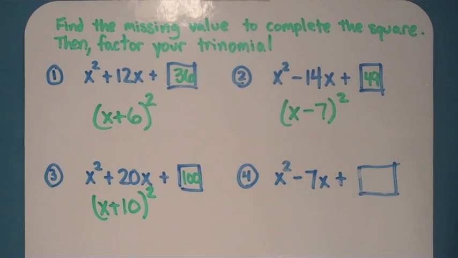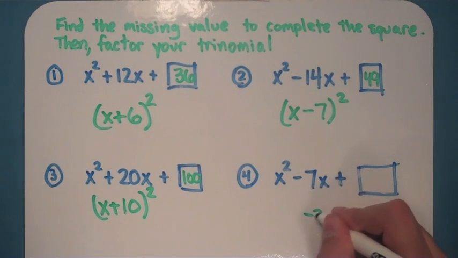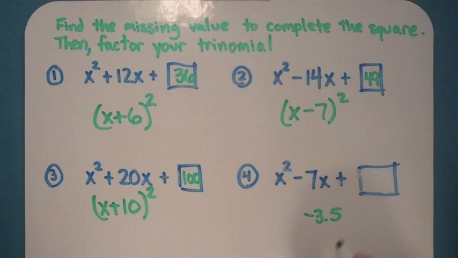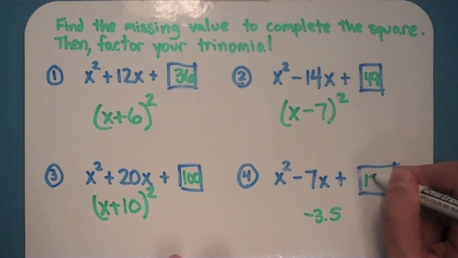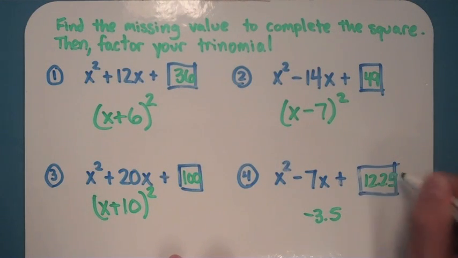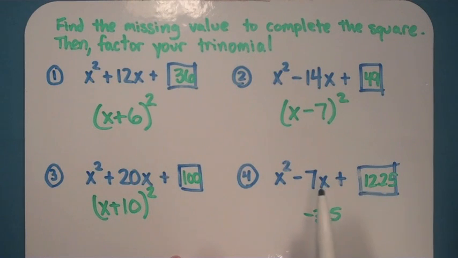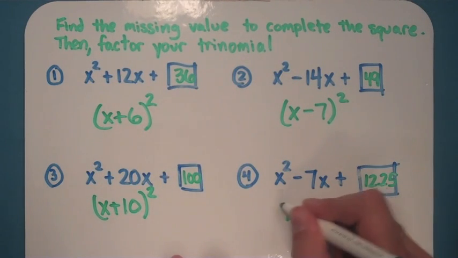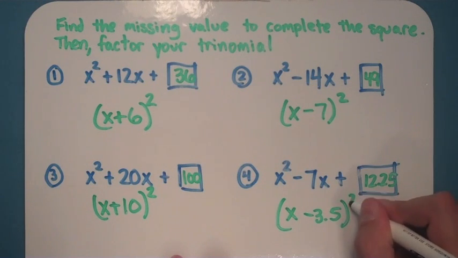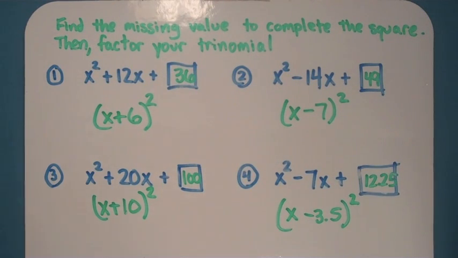And on my final example here, I take half of negative 7. Half of negative 7 is negative 3.5, so this isn't going to be quite as nice an answer as the other ones. But if you do negative 3.5 squared, you'll get positive 12.25. Usually when we factor things, we don't deal with decimals; it's pretty much all integers. But if you were to do magic numbers on this, it factors into x minus 3.5 in parentheses squared. So this little trick is going to be very helpful as we go on with this section.